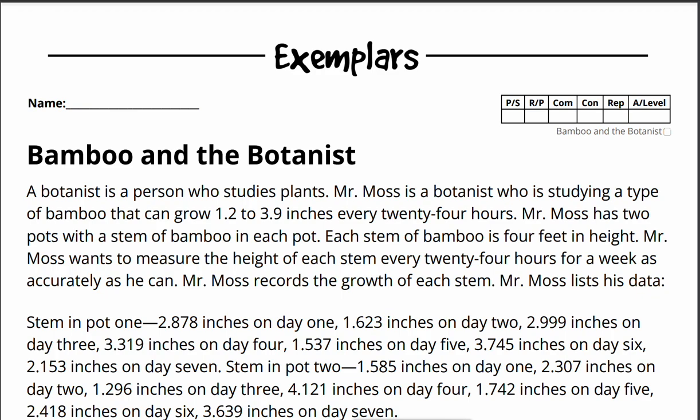Everybody, it's me, Miss Strasser, here with your problem-solving option 3 for this week. We are looking at a problem called Bamboo and the Botanist. A botanist is a person who studies plants.